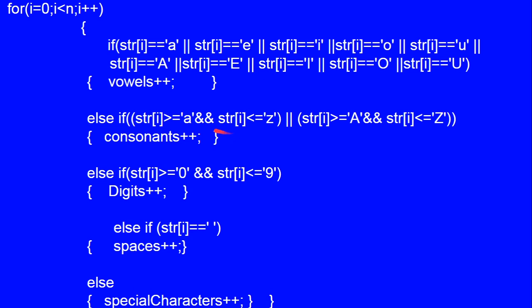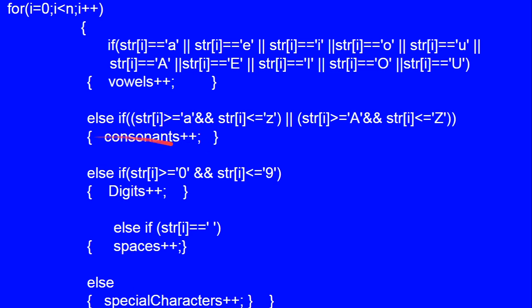whatever the things may be, other than A, E, I, O, U, everything is a consonant. So if any of these things occurs other than A, E, I, O, U, whether it is a capital letter or small letter, that is called a consonant. So consonant is equal to consonant plus 1. This is a post increment operator. So the consonant is added.